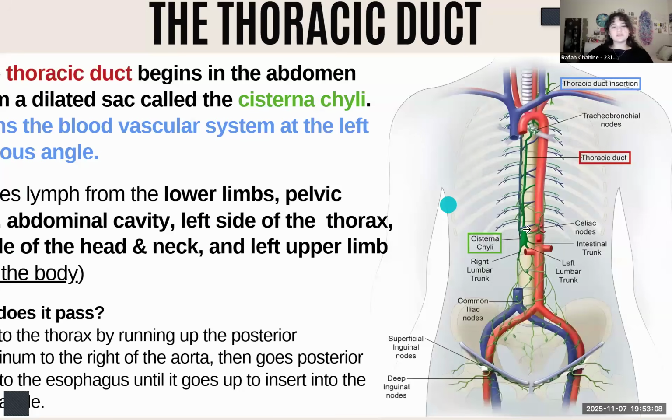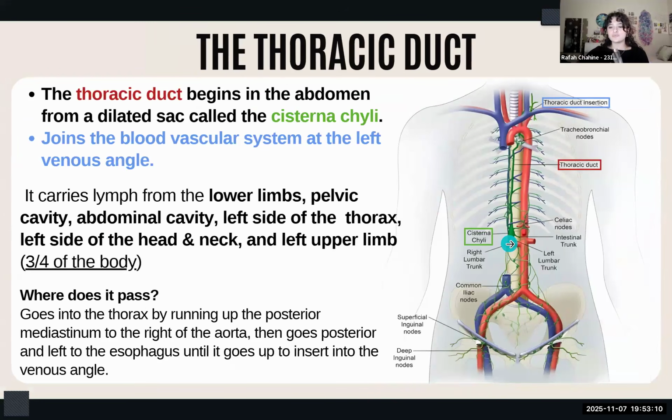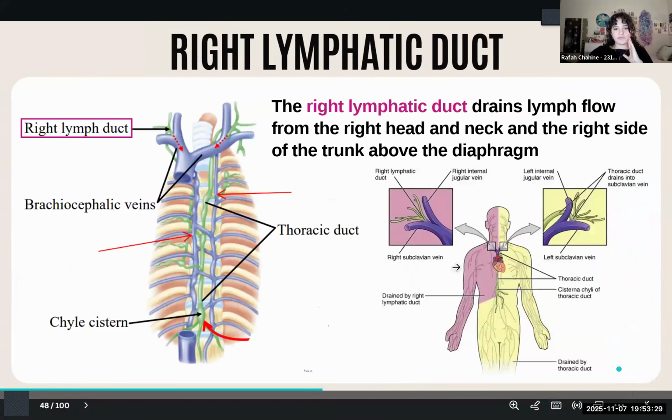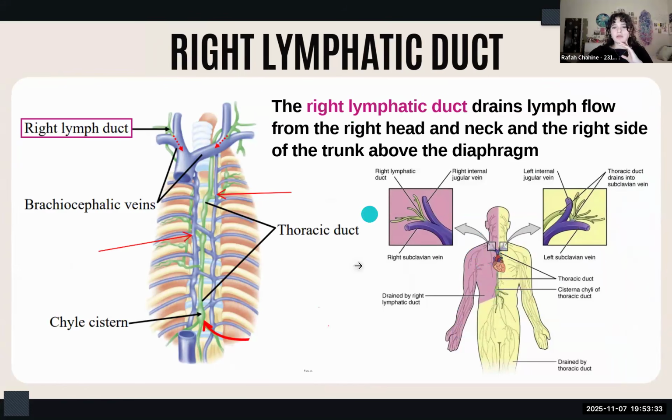So if I tell you, the thoracic duct starts at the cisterna chyli, it runs up in the posterior mediastinum to the right of the aorta. Then it becomes to the left of the esophagus. I'm sure you guys, class, you get it. Okay? What does it drain? 3/4 of the body. We said the left thorax, left upper limb, left head and neck, abdominal pelvic cavity, and lower limbs. Okay? Now for the right lymphatic duct, again, 1/4 of the body: right upper limb, right thorax, right head and neck. And again, it drains into this venous angle right here.